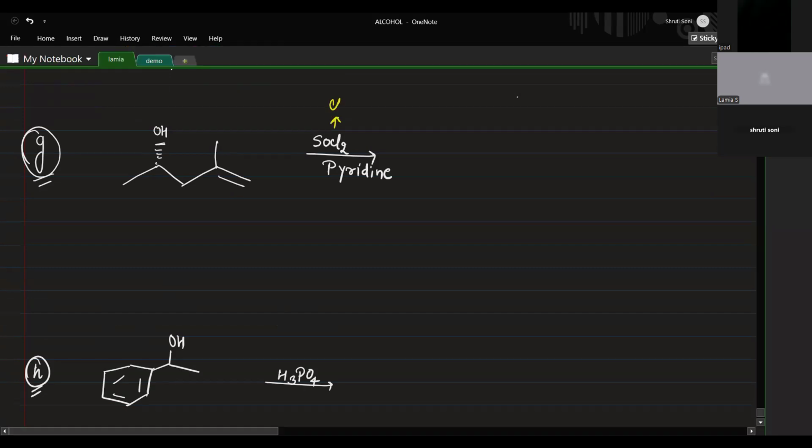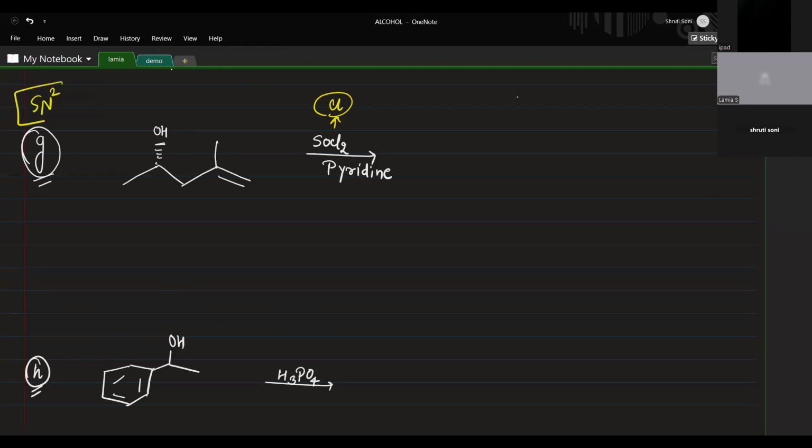Cl will come, and what type of reaction? Is it elimination, is it a substitution, or what type? It would be SN2. SN2, great. So wherever thionyl chloride will come with pyridine, in that case always SN2 will proceed. Now in this case, Walden inversion will take place, and this is the product.